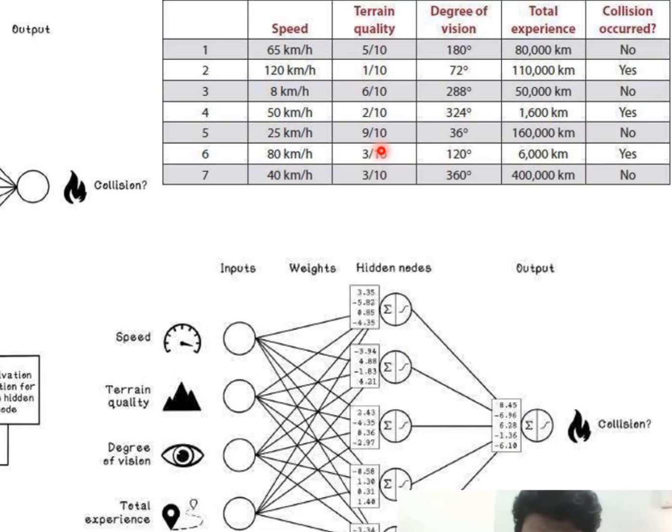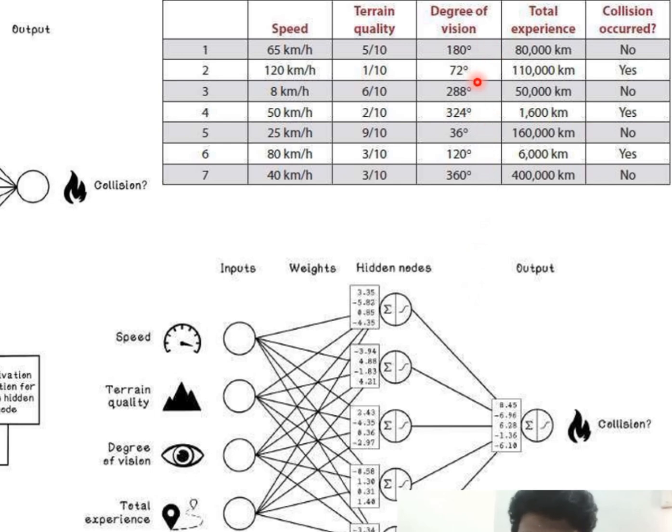You have to recreate this table. Here you have to find out the maximum value. In this speed column it is 120, so you have to divide all the values by 120. Then for terrain quality, the values are given as 5 by 10, 1 by 10, so we simplify them as 0.5, 0.1, 0.6 respectively.